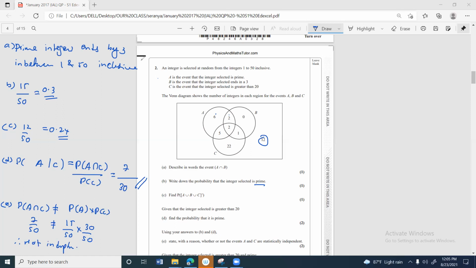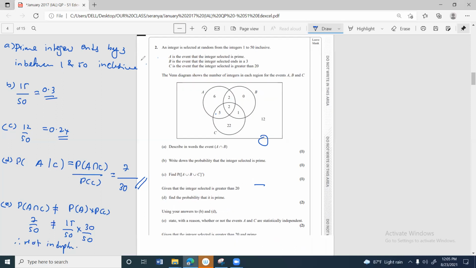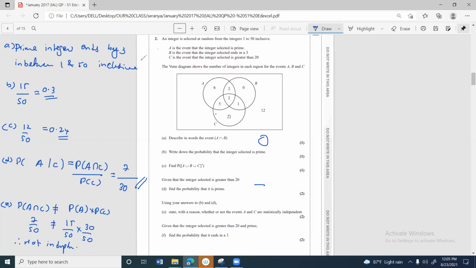Okay. Right. This is pretty cool. Then F. Given that the integer selected is greater than 20 and prime. Now let's work this out. What is the given condition? It's greater than 20 and prime. Greater than 20 means C, and the intersection with prime means A. Find the probability that it ends up in B. That's the factor to find.